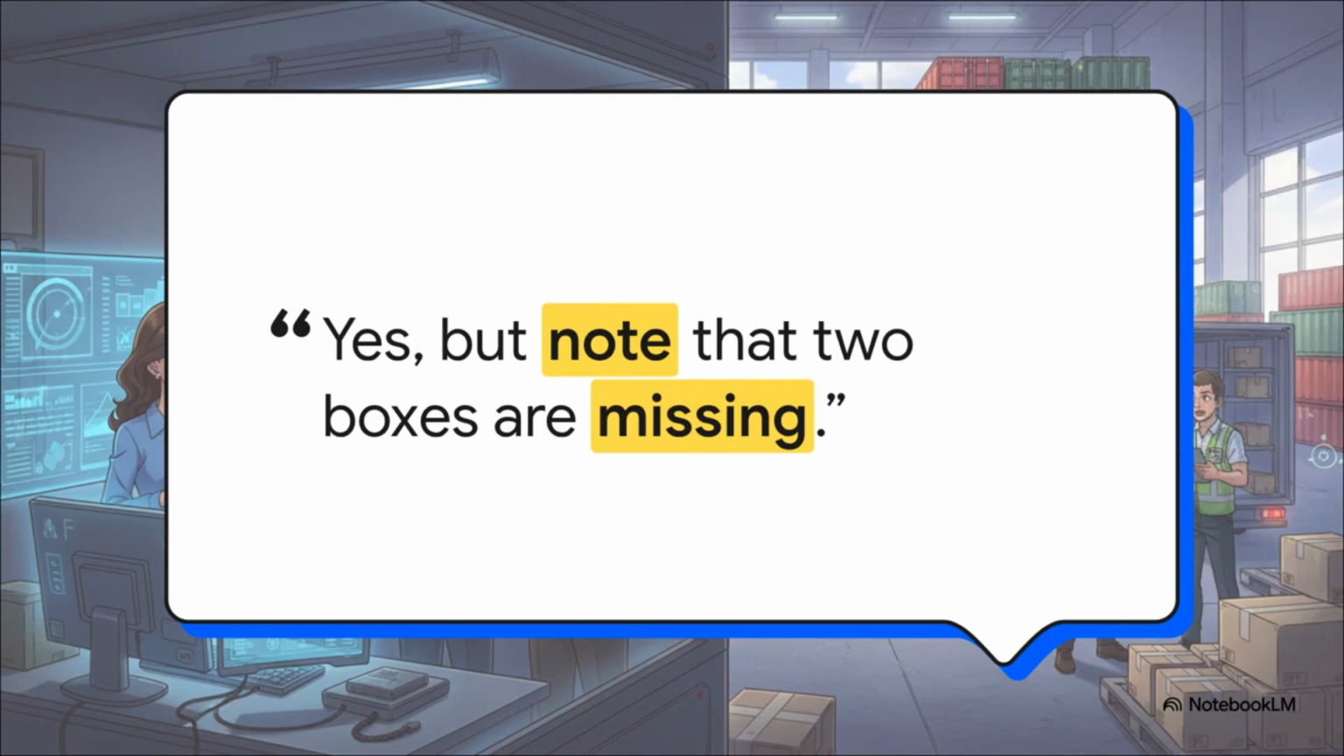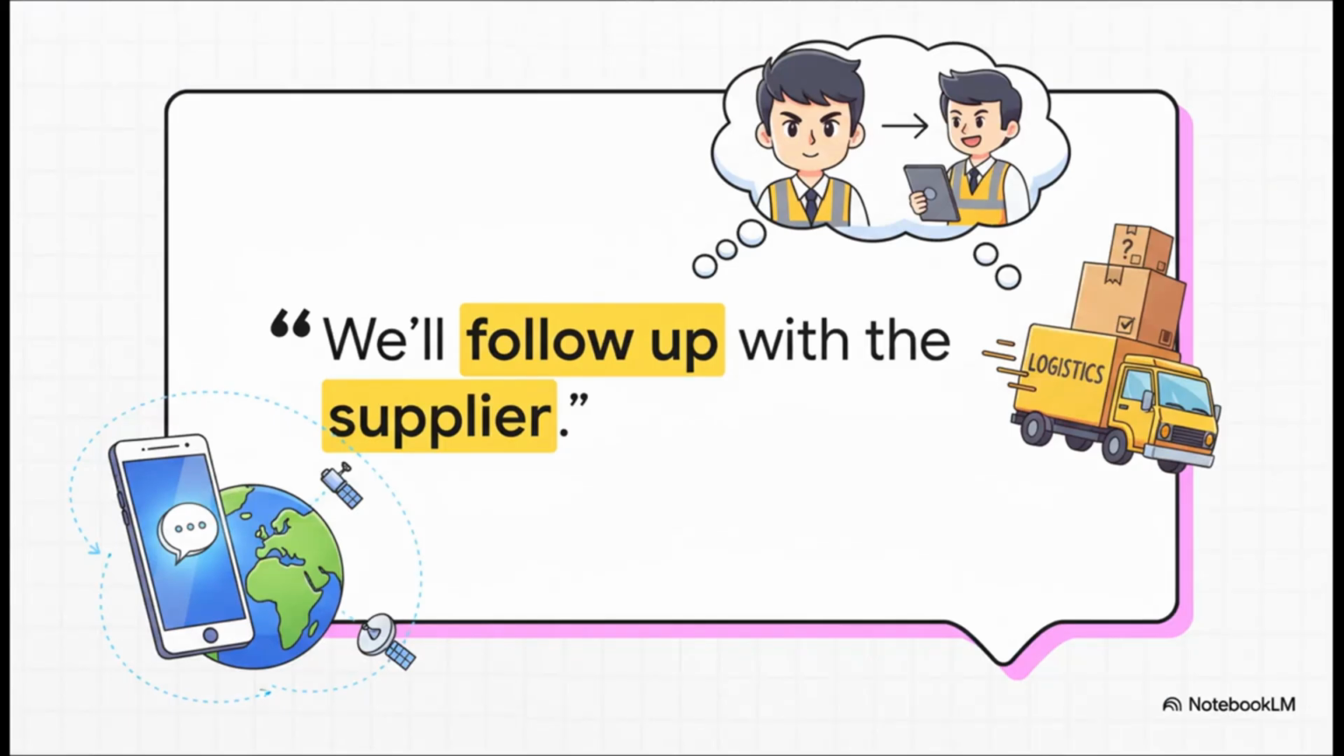Okay, the shortage is verified. You still need to sign for the delivery, but the key is how you sign. The supervisor tells the worker to sign, but also to write a clear note right on the document saying exactly what is missing.